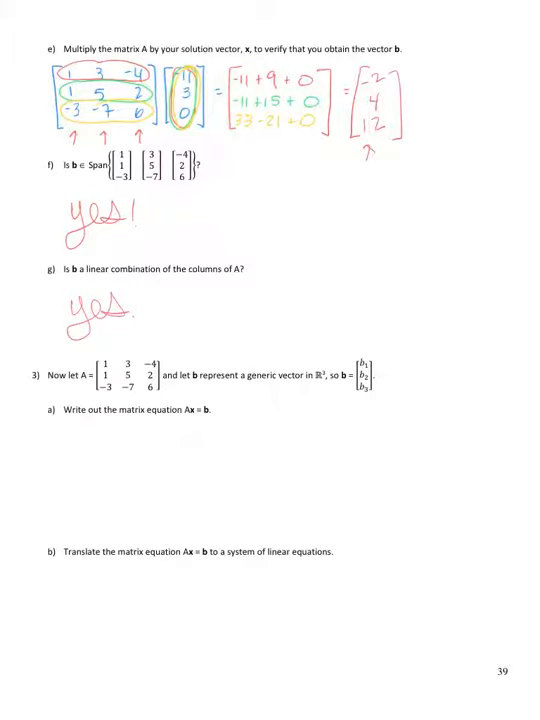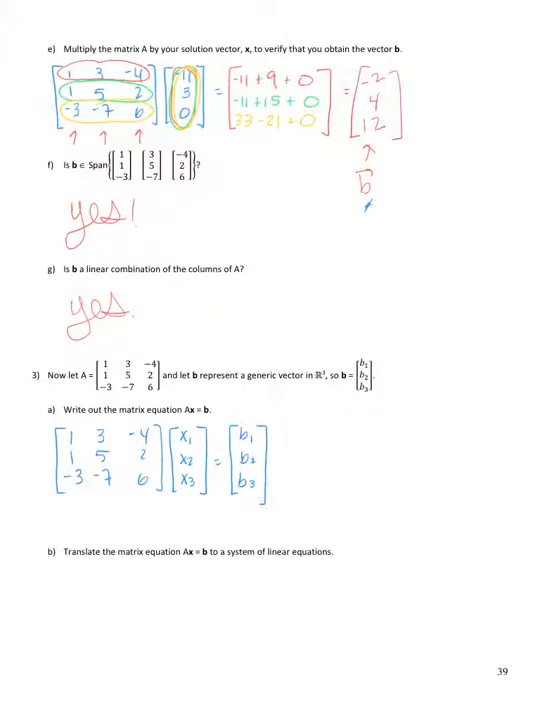Okay, so now A is the same matrix, 1, 1, negative 3, 3, 5, negative 7, and negative 4, 2, 6. And instead of using a specific B, like we did earlier, negative 2, 4, 12, I'm going to use a generic B from R3, B1, B2, B3. So to write out the matrix equation AX equals B, I'm going to have A times my vector of unknown weights, x1, x2, x3, equals my generic vector B1, B2, B3.